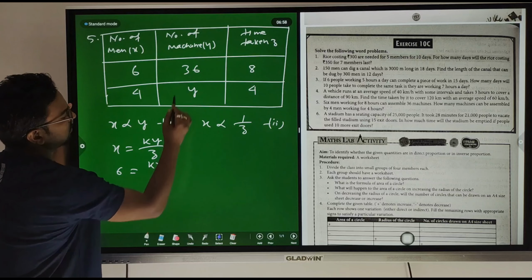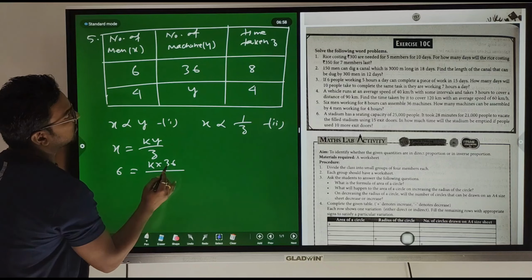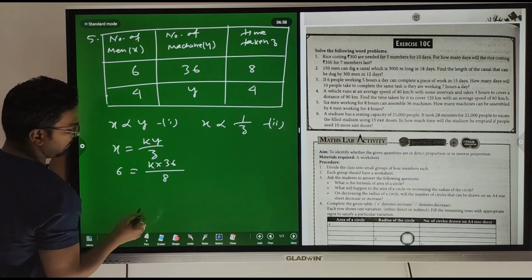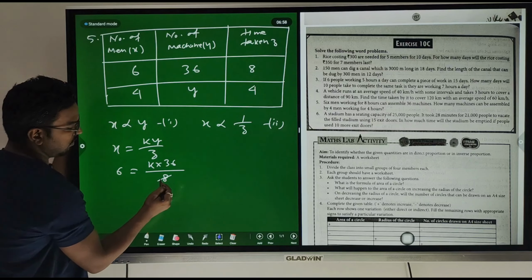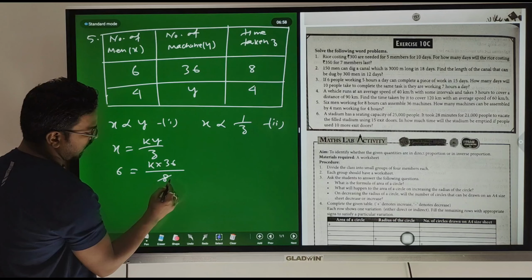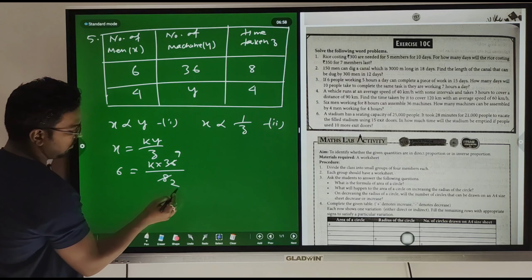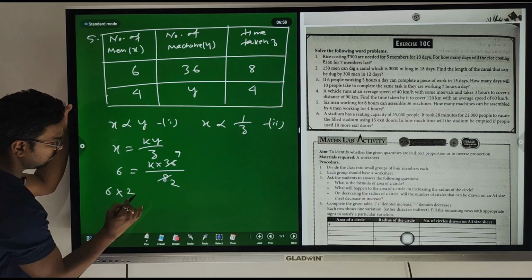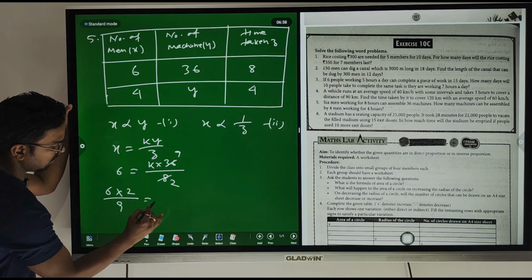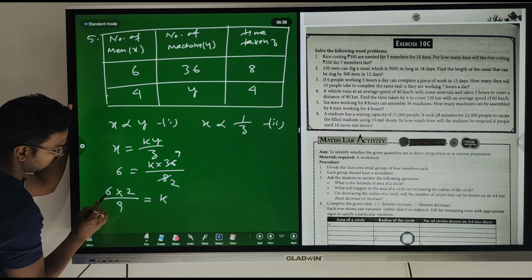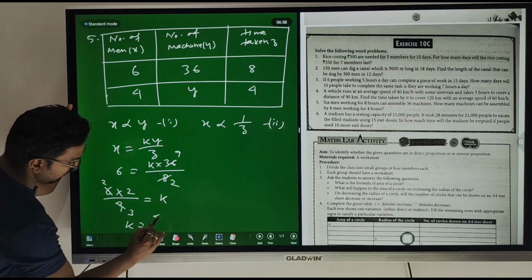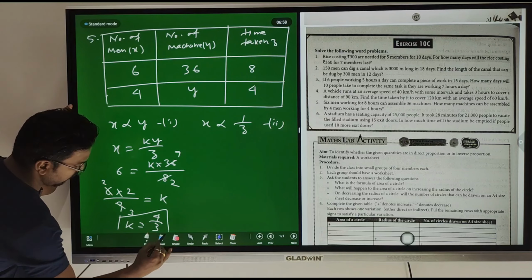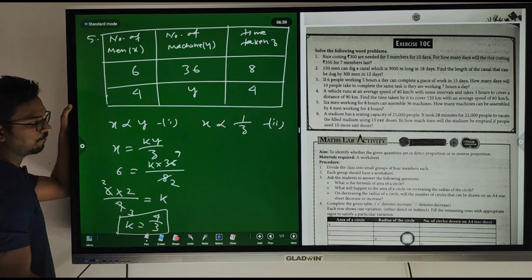y is given 36 and z is given 8. So take it to the other side, or you can reduce it here. If you subtract by 2, 4 2s are 4 9s are. So bring it to the other side, 6 into 2, and if you divide it, it will come like this, right? So again you can cancel it, 3 2s are 3 3s are. So the value of k will become 4 by 3. So you got the value of k, that is 4 by 3.